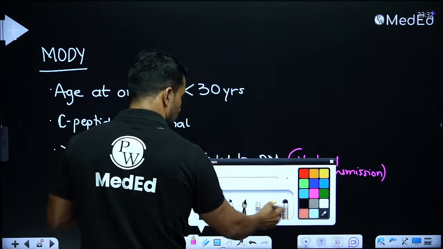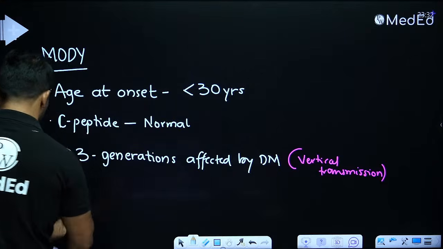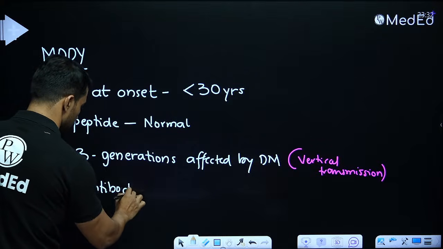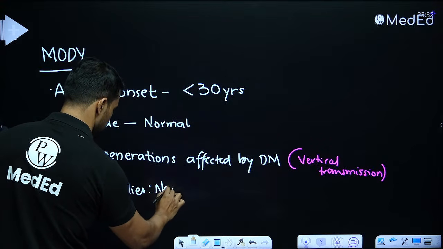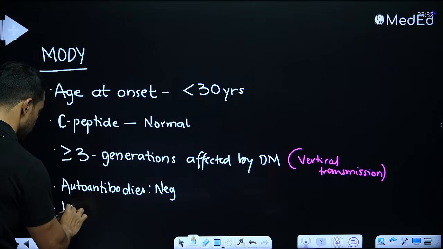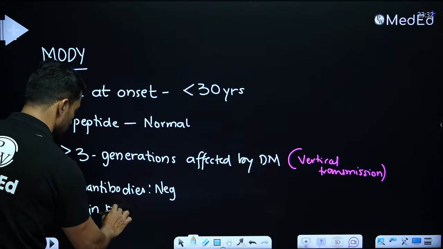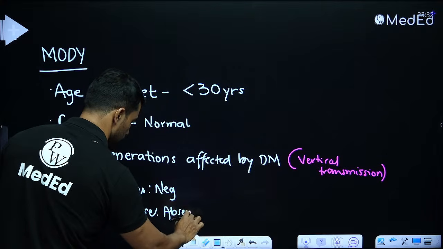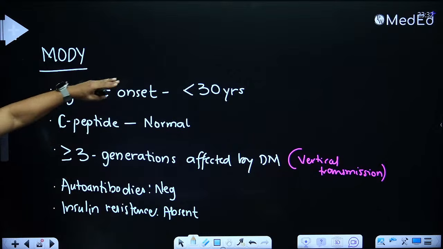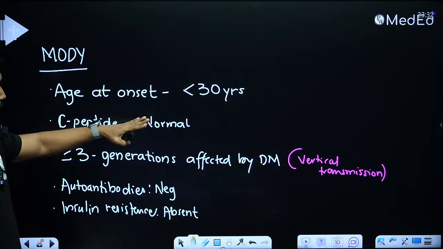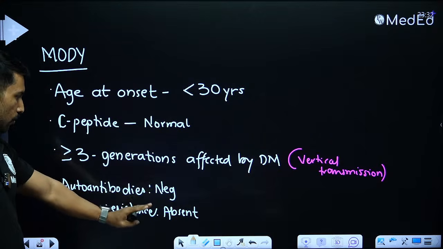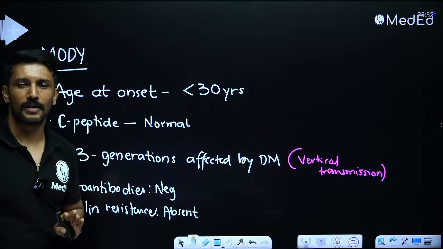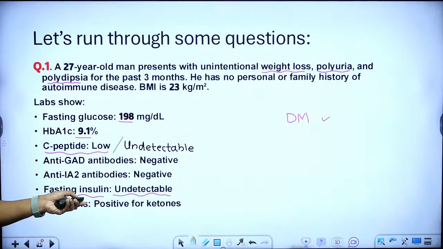And then autoantibody should be negative, and insulin resistance should be absent. So young individual presenting with diabetes with normal C-peptide levels, but no antibodies, no insulin resistance, and at least 3 or more than 3 generations affected by the diabetes mellitus, being an autosomal dominant mode of inheritance.